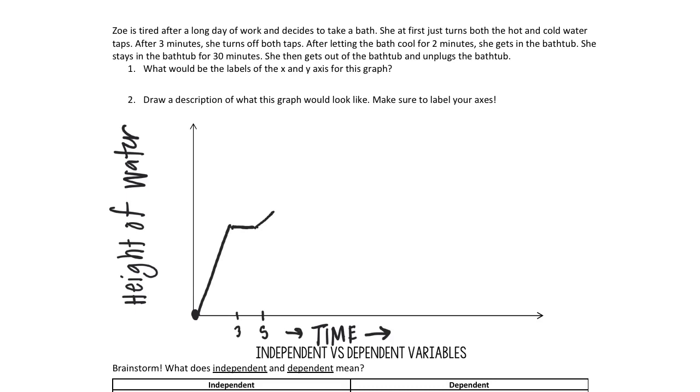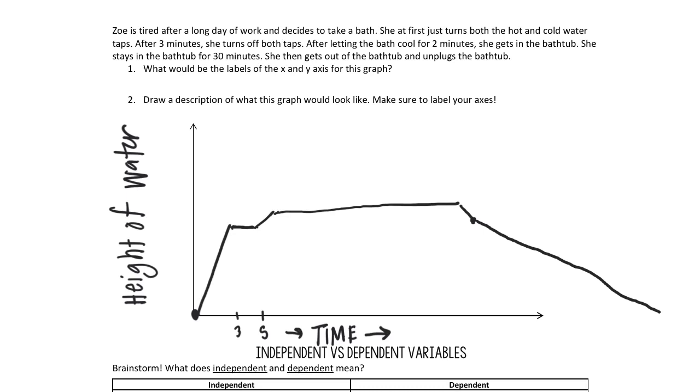She stays in the bathtub for 30 minutes. When she's chilling in there, assuming no water's leaking out, we can assume that we flatline again. It's going to remain constant for a long amount of time. She then gets out of the bathtub. It means the water's going to go down. And then they tell us that she drains the tub. So there's some sort of change at this point, and she's going to drain the tub water out.